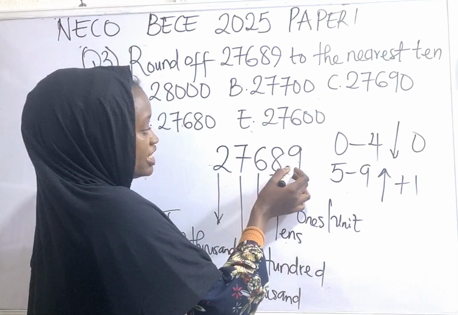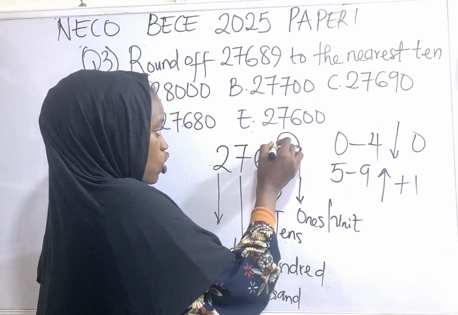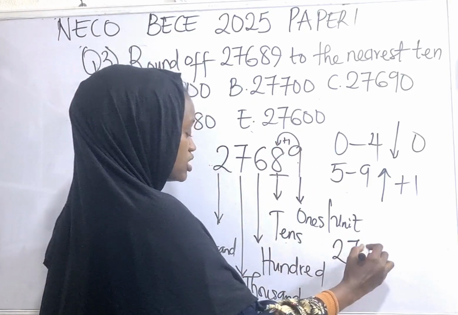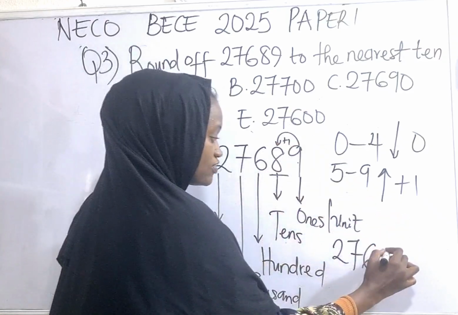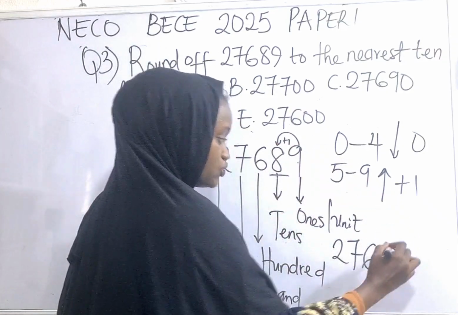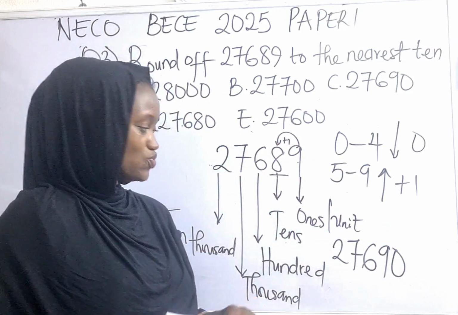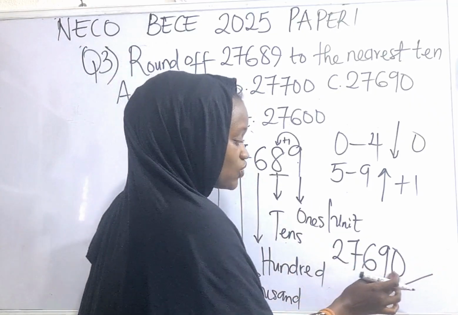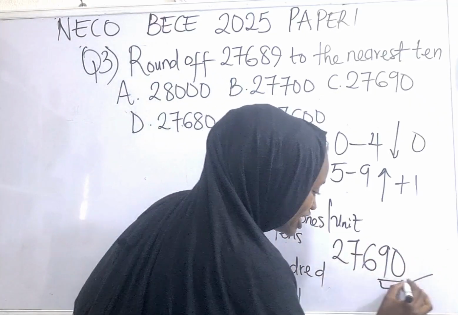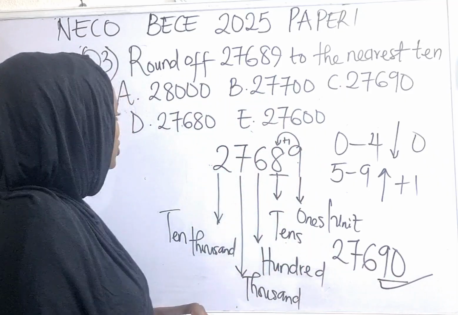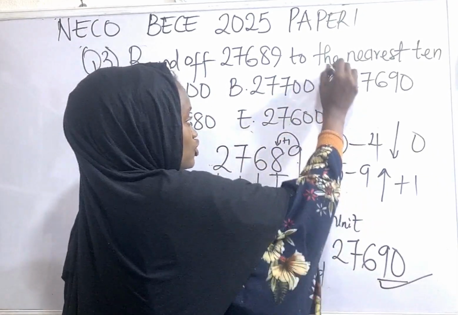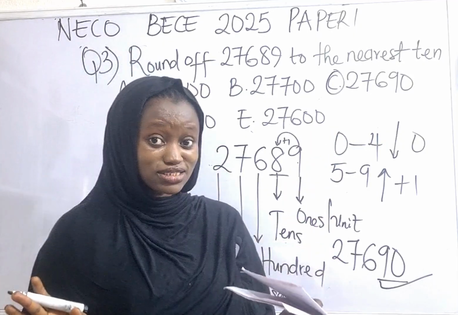So now this 9 affects the 8 to become what? Plus 1. Now this becomes 2, 7, 6. 8 plus 1 gives us a 9. Then the 9 becomes a 0. It's so easy, right? So our final answer to the nearest 10 is 27,690. So this 90 here is to the nearest 10, right? So looking at the options, 27,690 is option C. That's so easy, right, students?